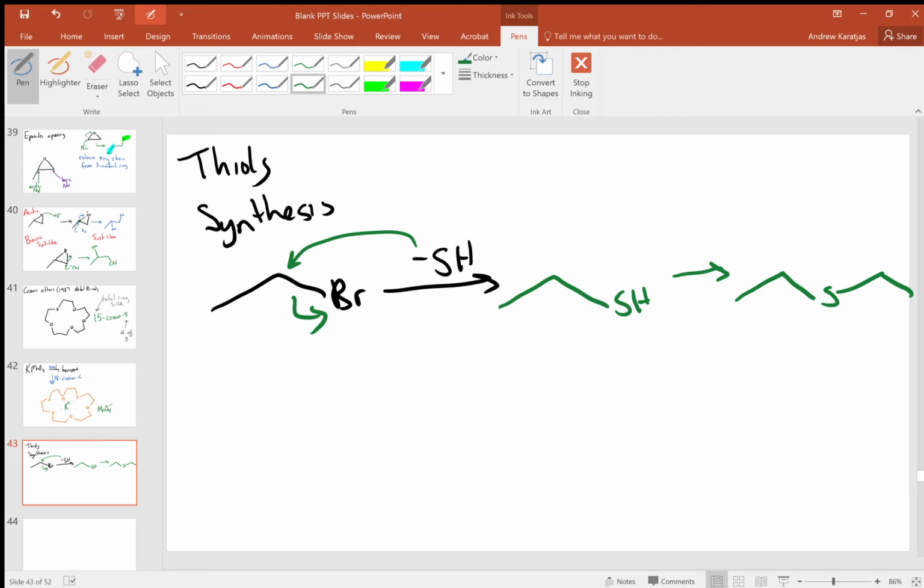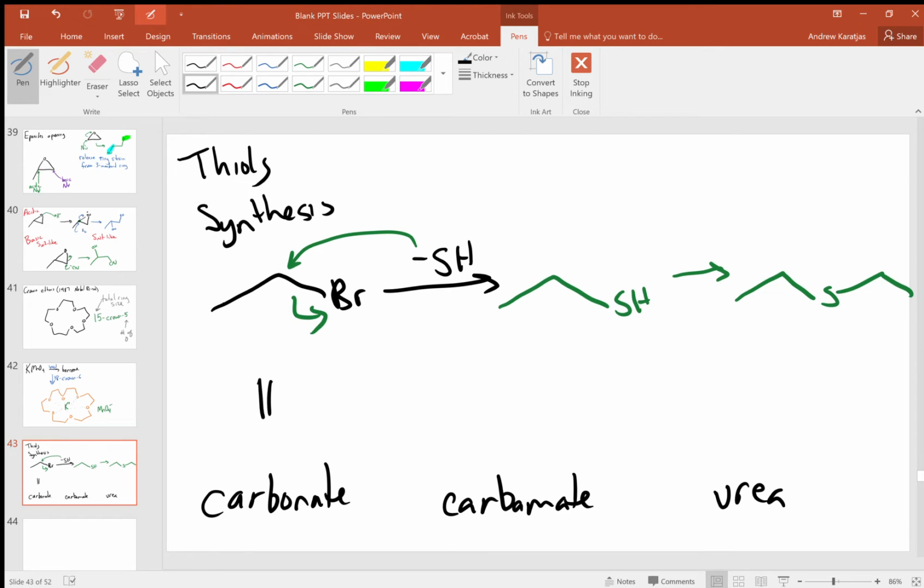So if you want to make a thiol, it's usually better to use what's known as a thiourea. So a thiourea is a thiol, sulfur version of a functional group. And we're going to introduce three new functional groups here. We have the carbonate, the carbamate, and urea.